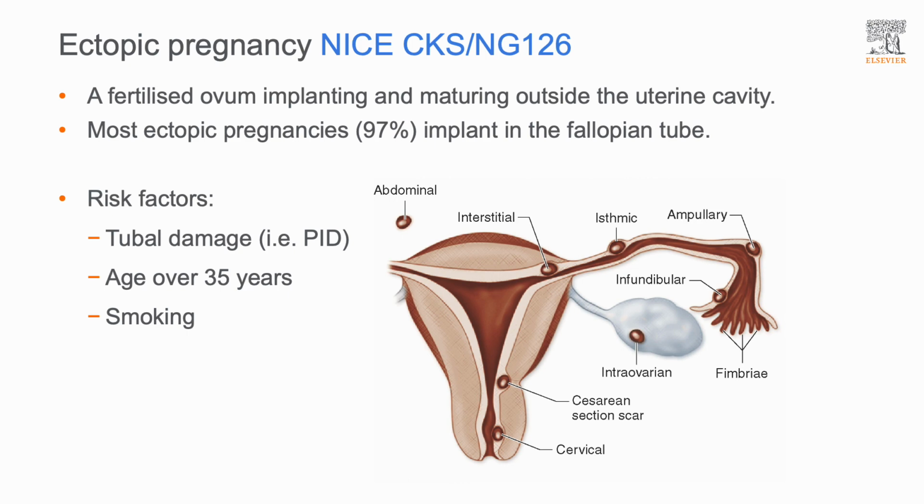So an ectopic pregnancy describes a fertilized ovum implanting and maturing outside the uterine cavity. The majority implant in the fallopian tube in the isthmus, but here in this diagram you can see several other possible locations of implantation. Risk factors for an ectopic pregnancy are anything leading to tubal damage such as pelvic inflammatory disease, older mothers, so age over 35 years, and a history of smoking.